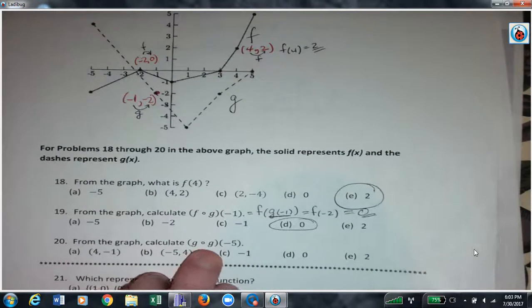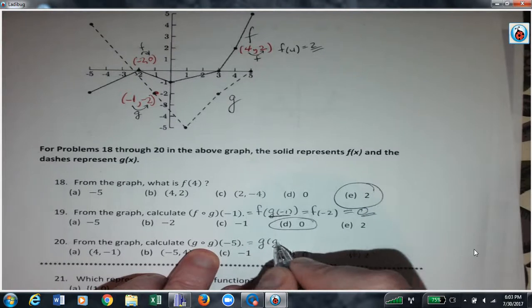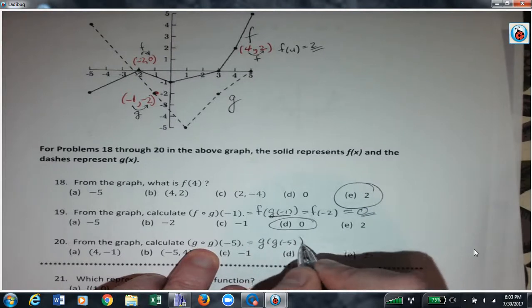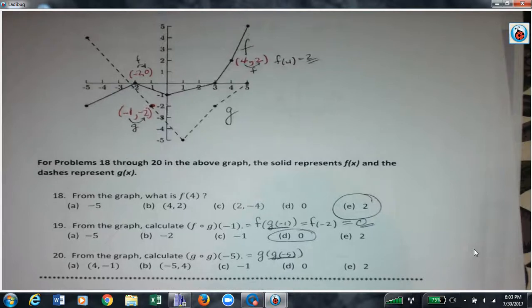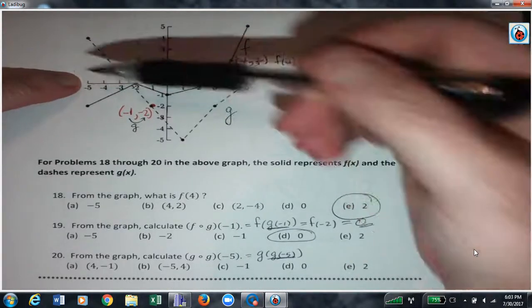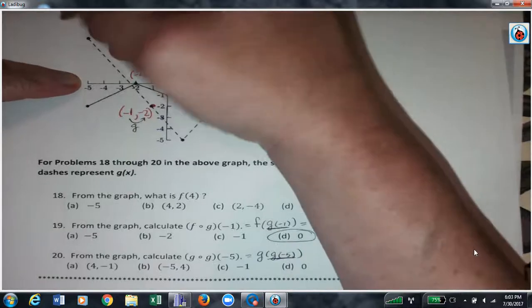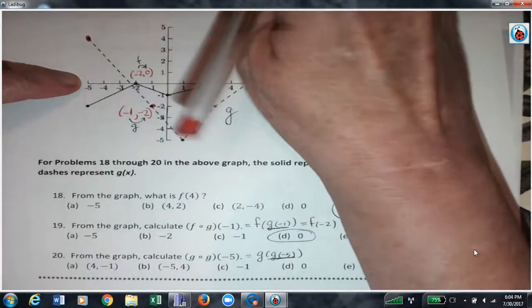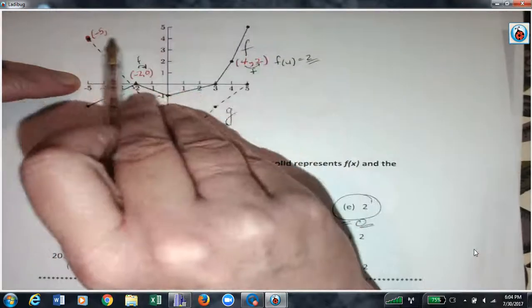What is g composed with itself at -5? Well, it's going to be g evaluated at g of -5, and I need to find out what that is. So the x-coordinate is -5. There's -5 on the x-axis, and I need to find the point whose x-coordinate is -5 that's on the graph of g. G is the dotted one, the dashed one. And so here I've got -5, 4.